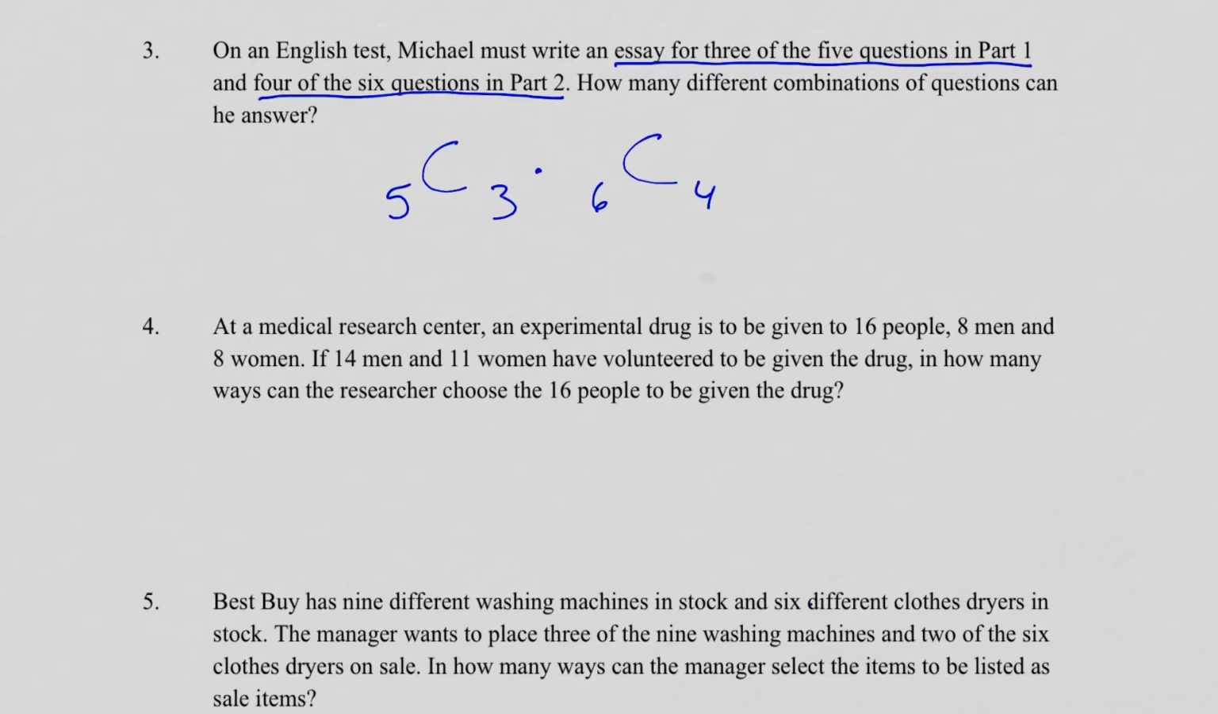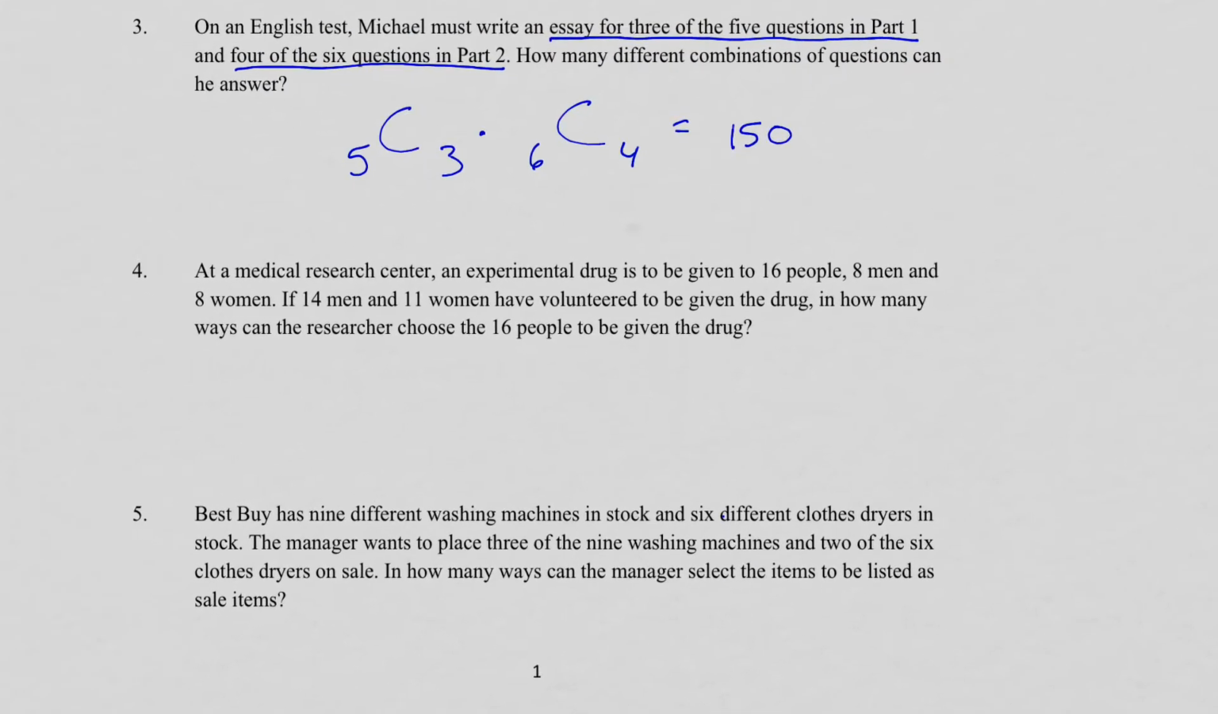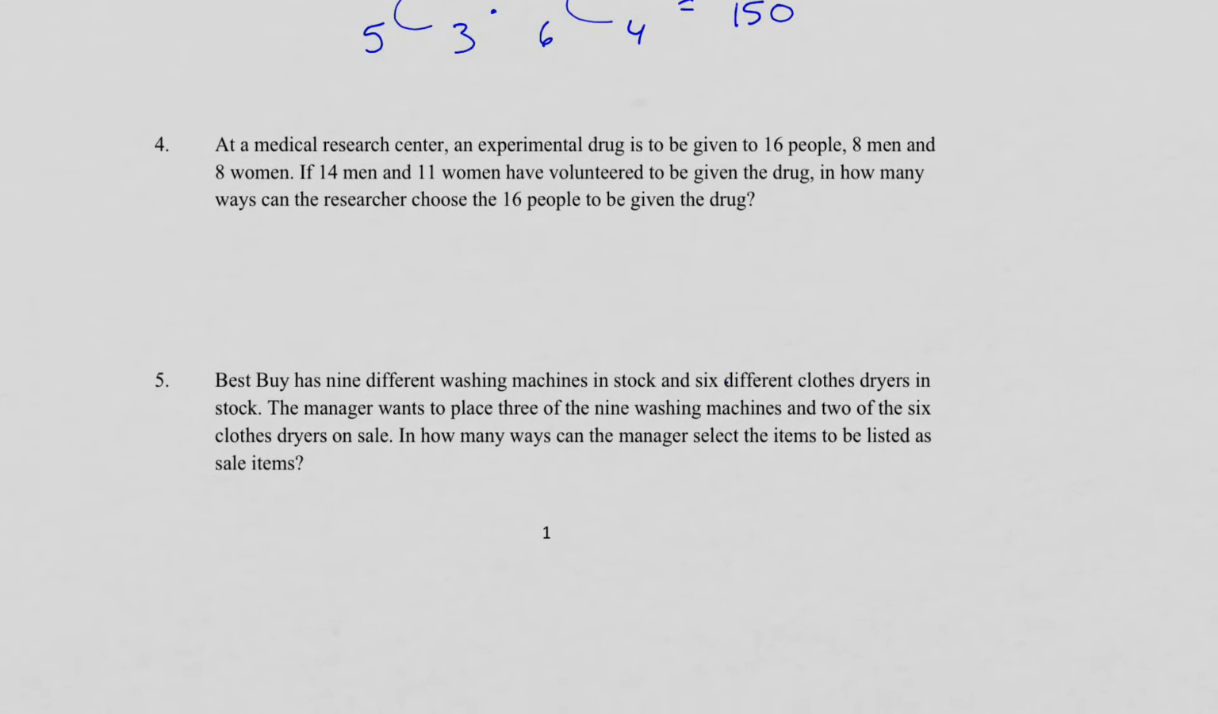Okay, so you have to multiply the 2 combinations. You put this in your calculator, and it gives you 150. Okay? So I'll be with you to help you with this calculator. Because if you do it by hand, like I said, it's not going to be much fun.